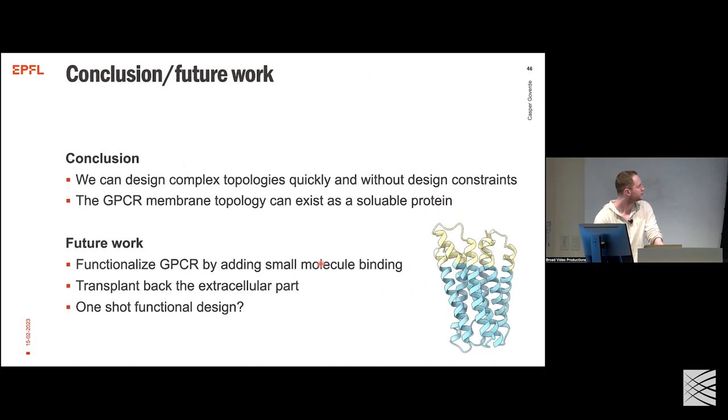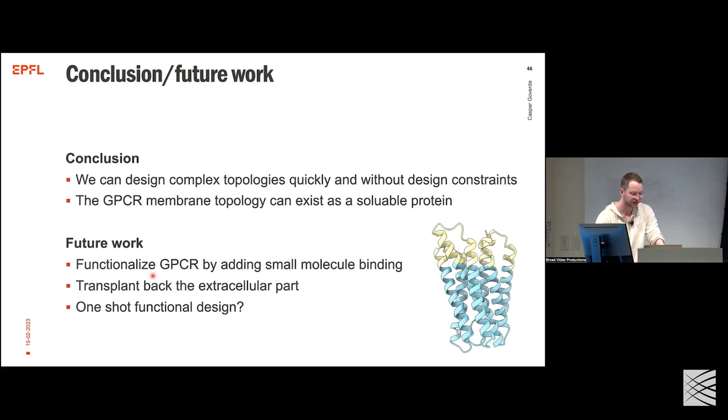Second of all, we can only bring part of the function back. Some of the ideas that we were having is we can, for example, functionalize these GPCRs by adding back the small molecule binding part. We can transplant back residues of the small molecule binding domain and check if it still binds small molecules. This is what we're working on right now.